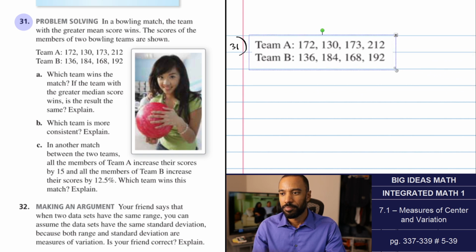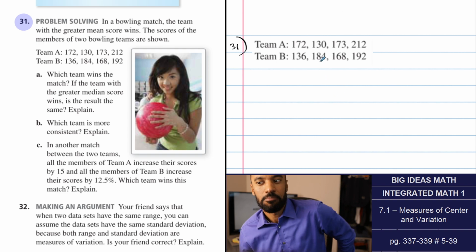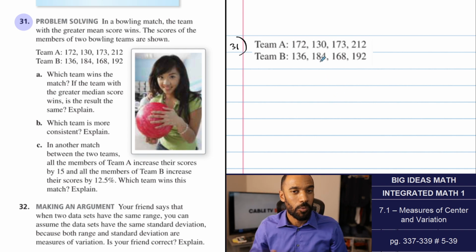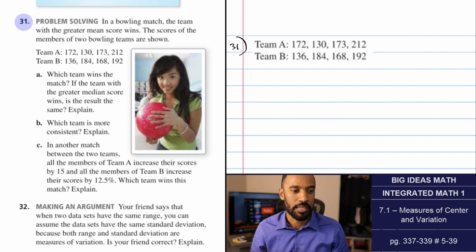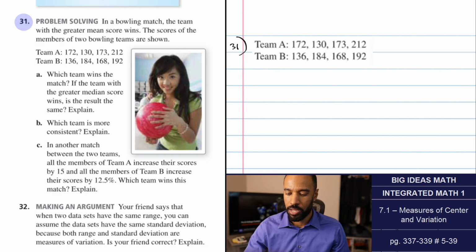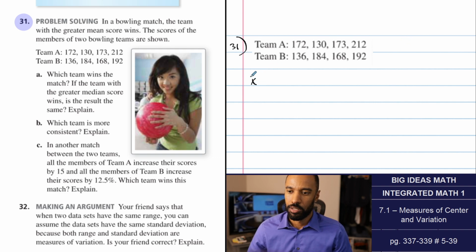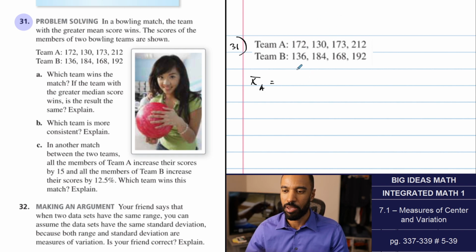Now, here's the thing. Technically, for average, because they played the same number of games, just the total itself would also guarantee the victor, meaning the team with the greatest sum wins, period. So for team A, if I add 172, 130, 173, and 212, I get 687. So for the average of team A, we're going to divide 687 by 4.